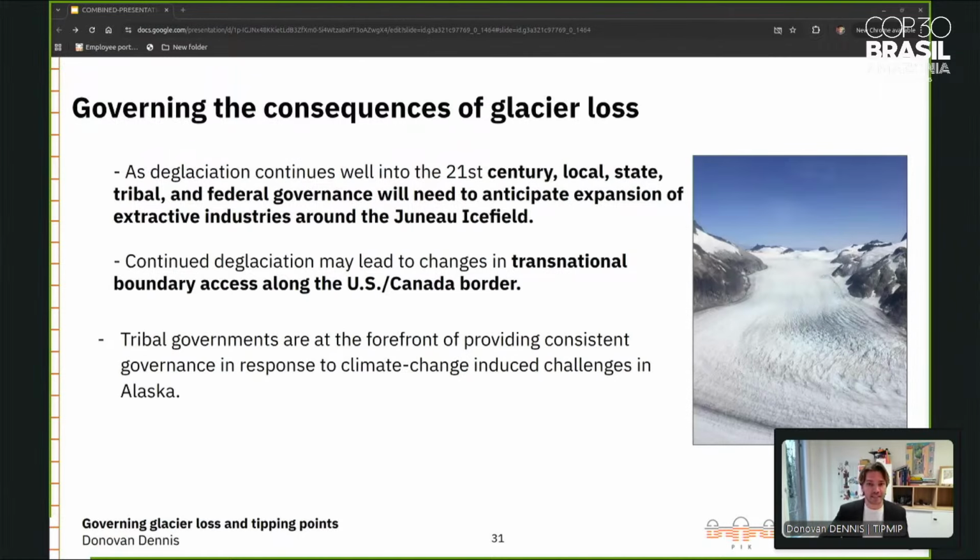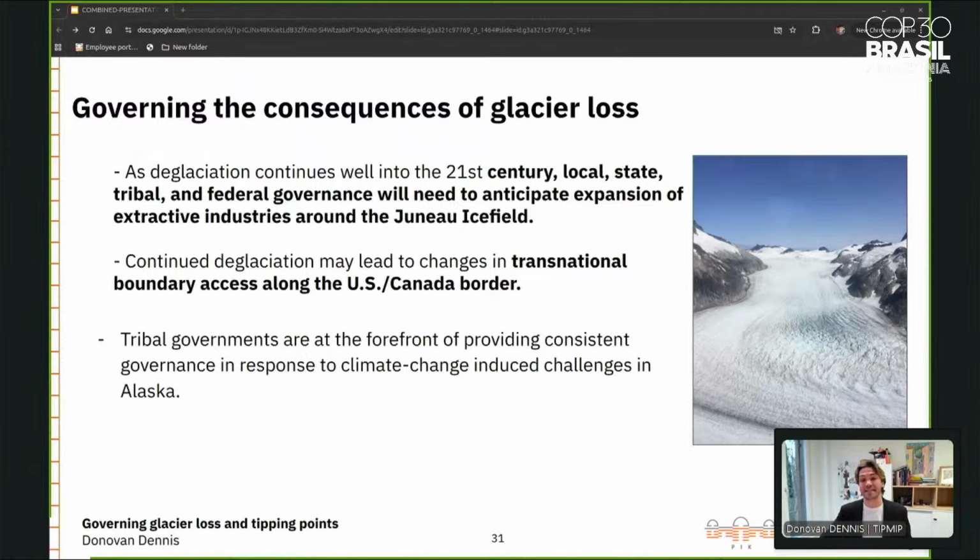And as deglaciation continues, we need to obviously support these governments and agencies in their decision-making, but we also need to anticipate the very long-term challenges. This includes the potential expansion of extractive industries around the icefield. Tensions between actors promoting mineral resource development in the region and the emergence of salmon habitat have already emerged, right? We know that as the glaciers contract, more areas of the icefield that are currently covered by ice, but that are accessible for mineral extraction, will be exposed.